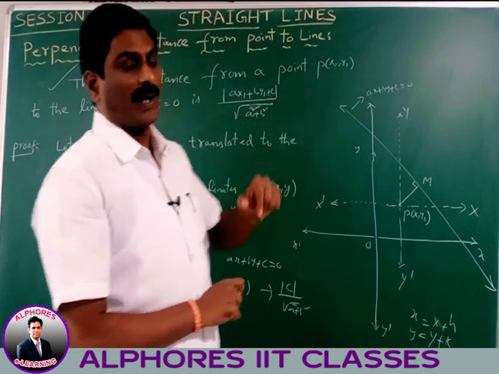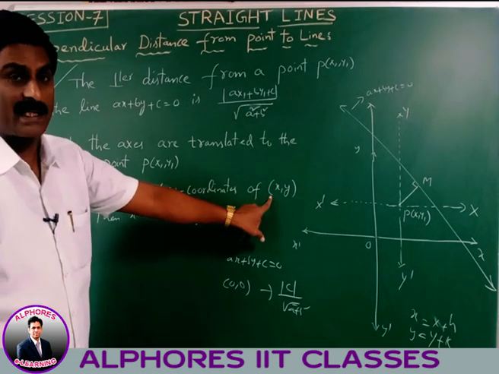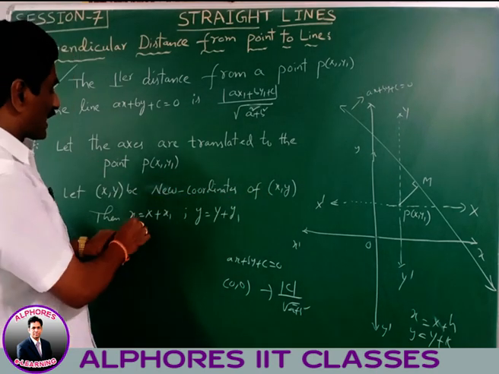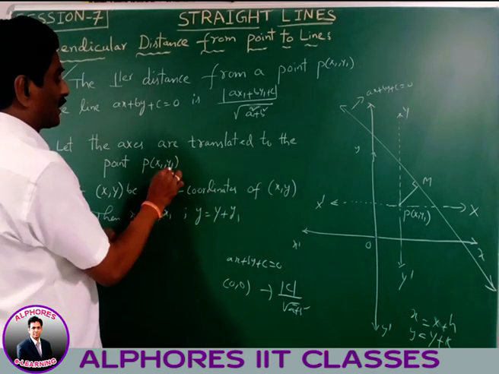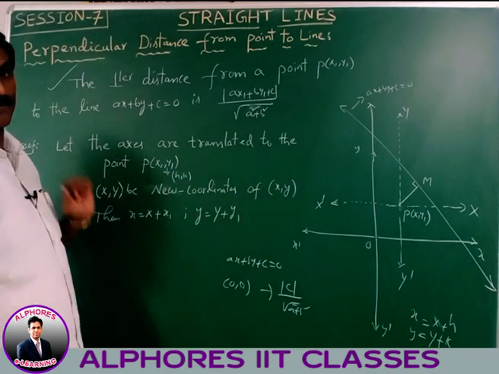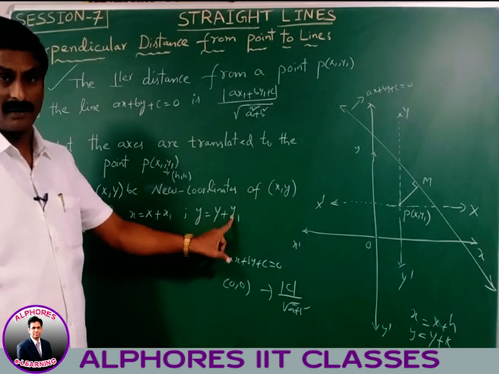By using that property, let (X, Y) be the new coordinates of (x, y). Then x = X + h, where (h, k) is the new origin. That means (x1, y1). So x = X + x1 and y = Y + y1.